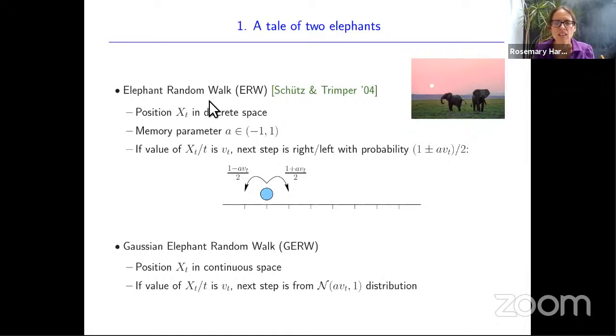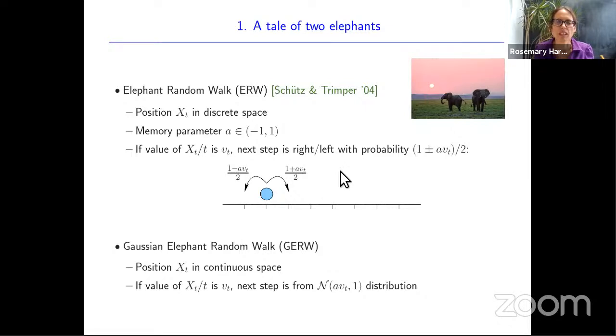Elephants never forget. So an elephant random walk, introduced in 2004, is a random walker which remembers its whole history, its positions in discrete space, and the probability of going right or left at the next step depends on the fraction of steps right or left in the past. In particular, we have some memory parameter A, and if the value of the velocity up to the time we're at is vt, the next step is right or left with the probabilities you see here.